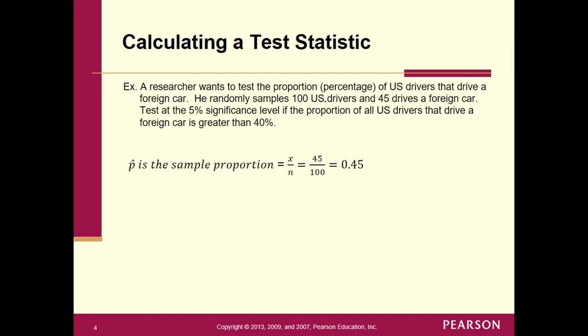What is p hat? In thinking about p hat, we have to think about what a success is here. The success here is that we find a person that drives a what? A foreign car. And that's what X is, the number of successes. So how many successes did we have? We had 45 out of 100. And that would translate into 0.45. So you think about what your success is, okay? How many successes did we have in our sample? That's X. We divide it by our sample size, that's N. Throw that in your calculator, you get your proportion, 0.45. There's your p hat. So we know 45% of our sample drove a foreign car.